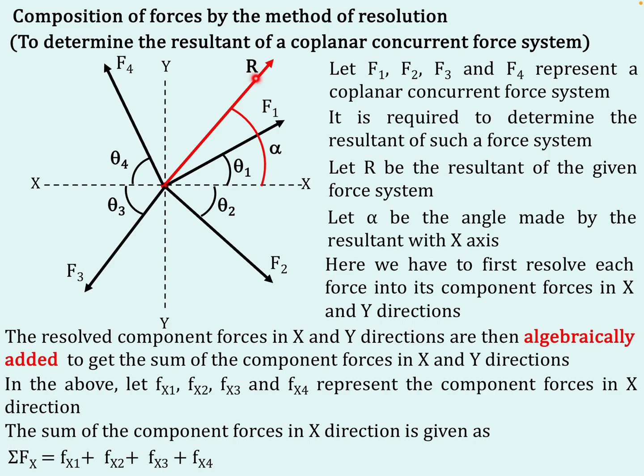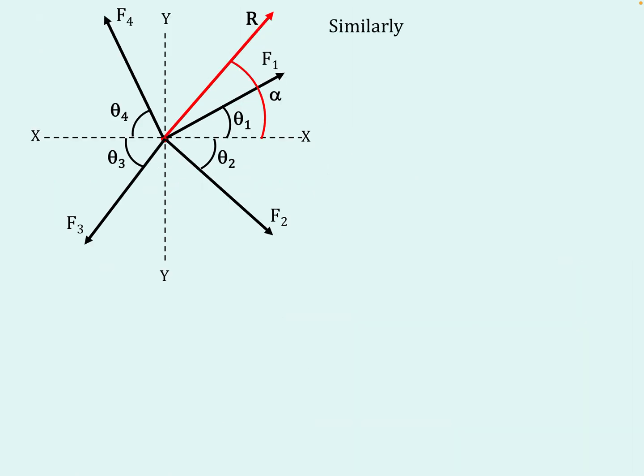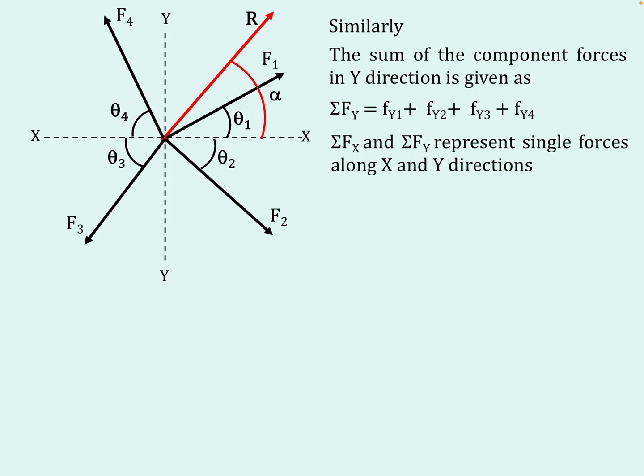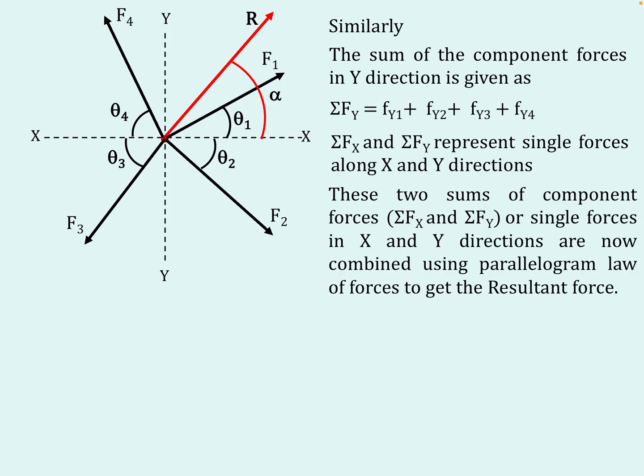So now that means 4 forces are reduced to only 2 forces, which are nothing but sigma Fx and sigma Fy. Now these sigma Fx and sigma Fy represent single forces along x and y directions. Since we have only 2 forces, to get the resultant we can use the parallelogram law to get the resultant of sigma Fx and sigma Fy, which is nothing but the resultant of all the 4 forces. So I have to again apply the parallelogram law for this case.